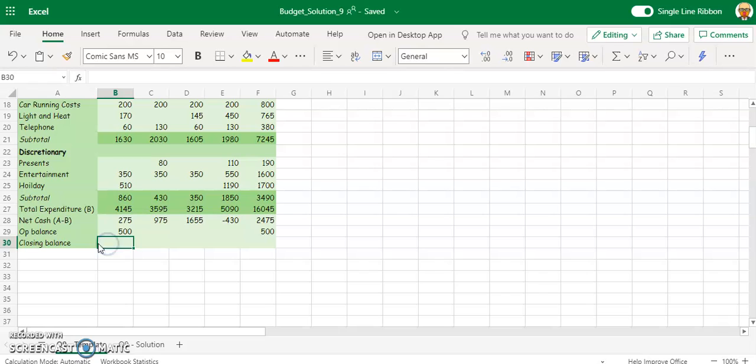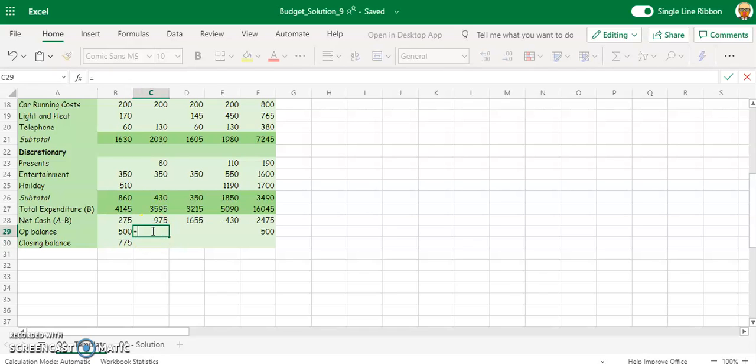And our closing balance is going to be our net cash plus our opening cash. So our net cash is 275 plus 500. That's going to give us 775. Now remember, closing cash for one month is the opening cash for the next month. So our opening cash for February is going to be 775.